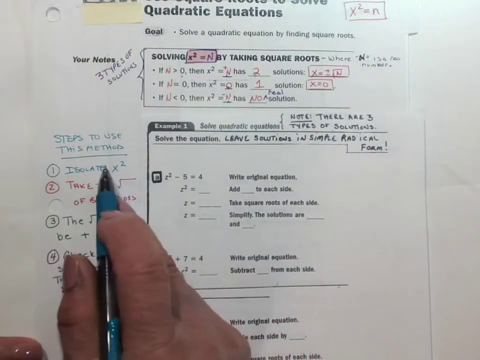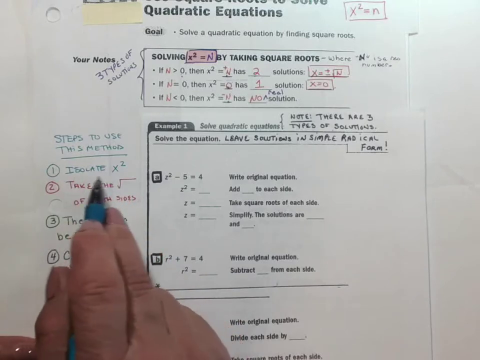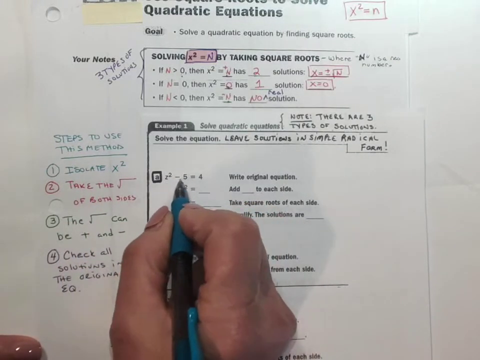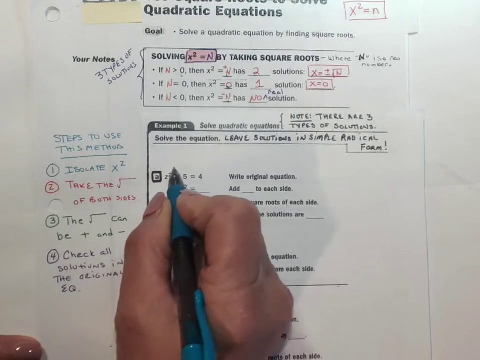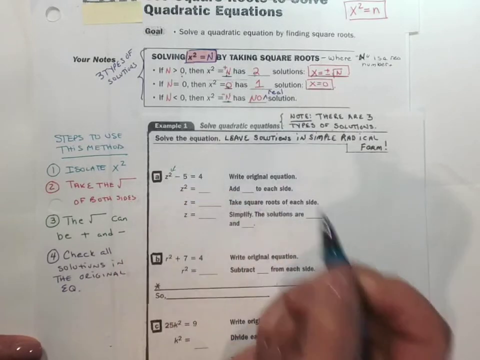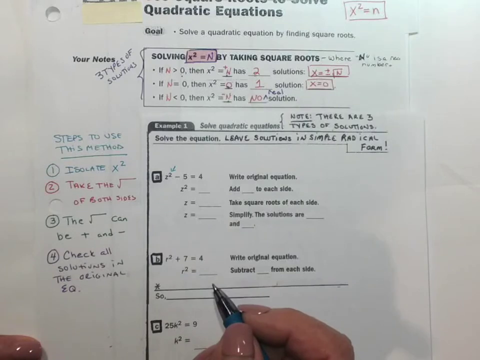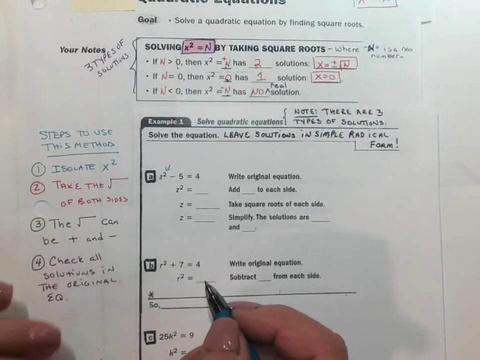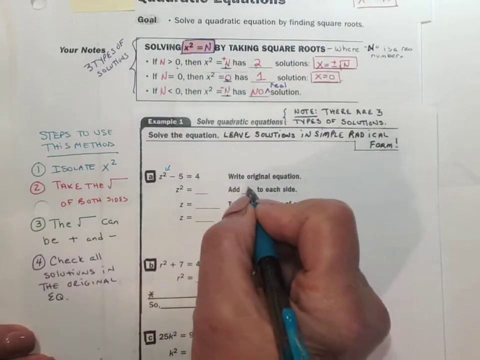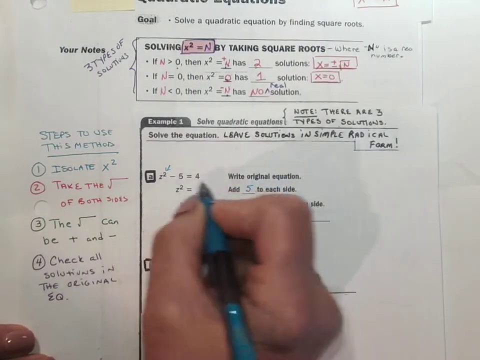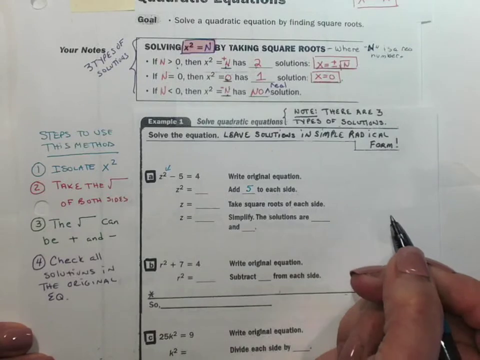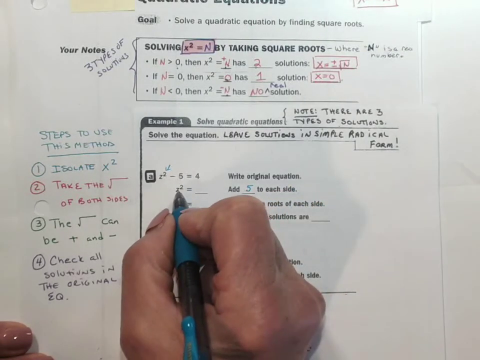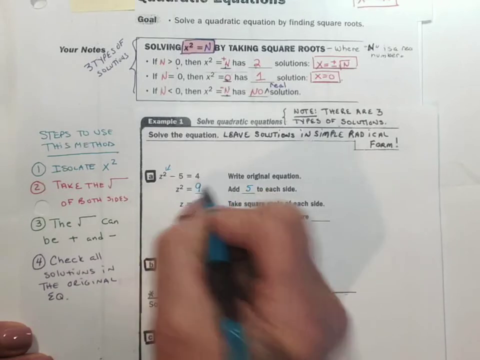And here are the steps for this method. We're going to isolate the x squared term. So for this first example, we have to isolate the squared term, and so we're going to add 5 to both sides. That's going to cancel this out. I'm going to get z squared equals 9.